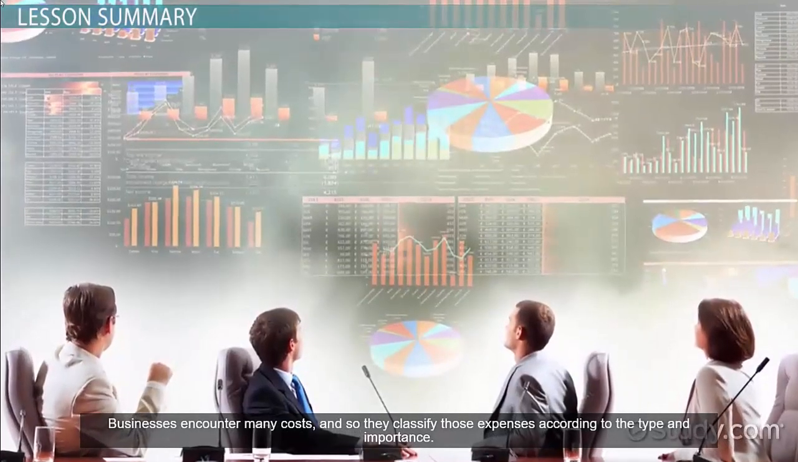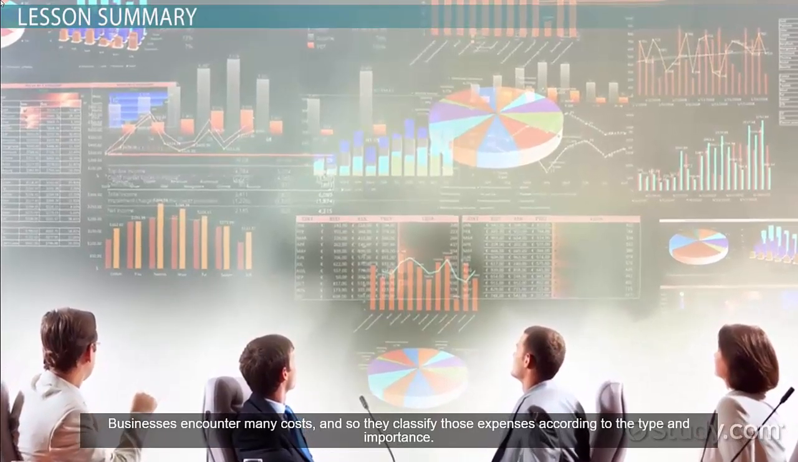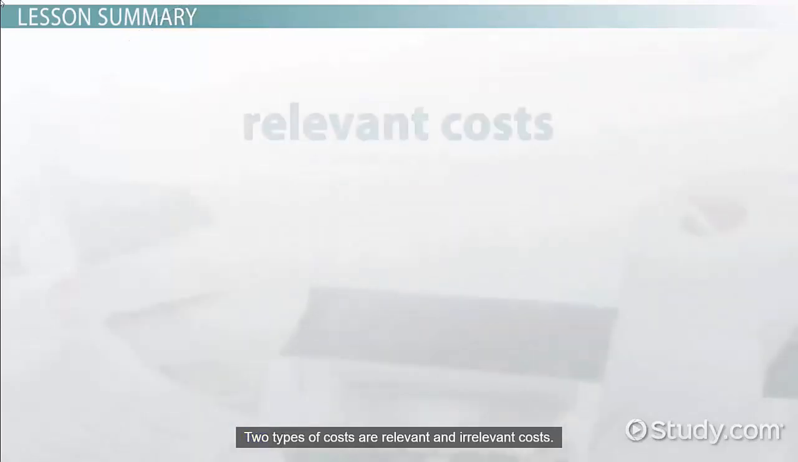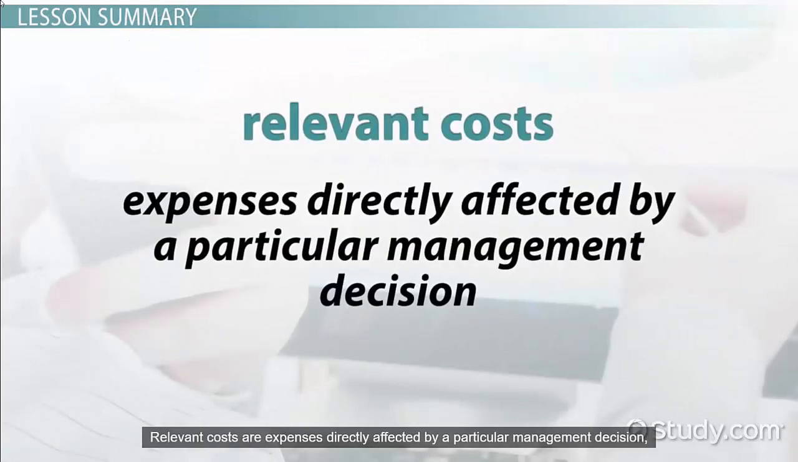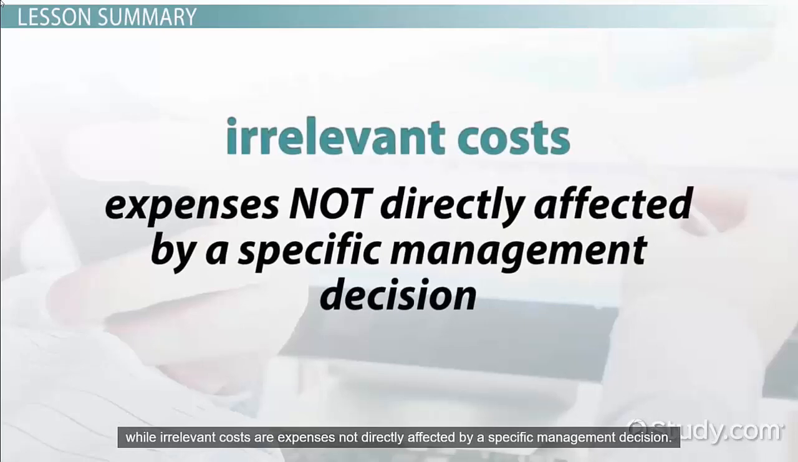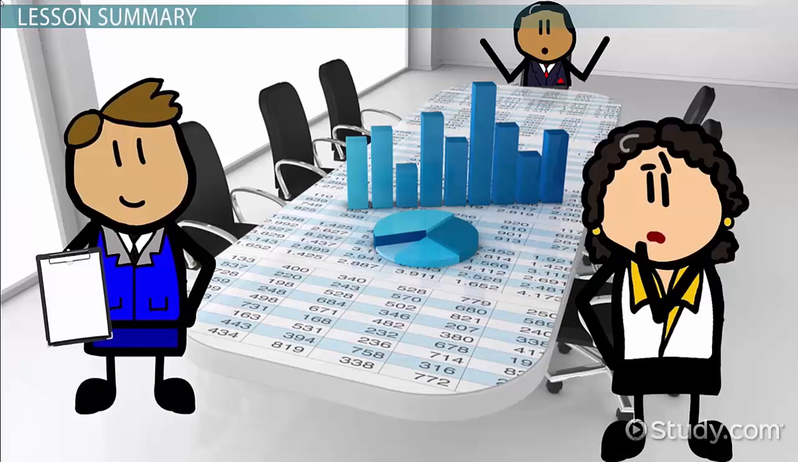Businesses encounter many costs, and so they classify those expenses according to the type and importance. 2 types of costs are relevant and irrelevant costs. Relevant costs are expenses directly affected by a particular management decision, while irrelevant costs are expenses not directly affected by a specific management decision. It is important to remember that, though a cost may be irrelevant for one management decision, it may be relevant for other management decisions.